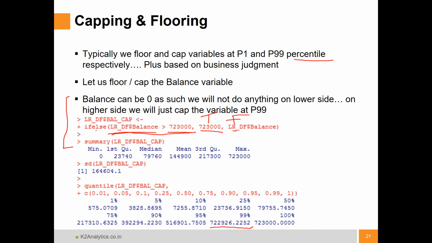This will return some value, but if you see, I'm capturing that value in a new variable, which is named bal underscore cap. Whenever you're doing any treatment of a variable, create a new variable. Don't override the existing variable. Because if you override it and at a later stage feel that the step you executed was wrong, that variable is already corrupted. You have to go back to the start and create your data set again.